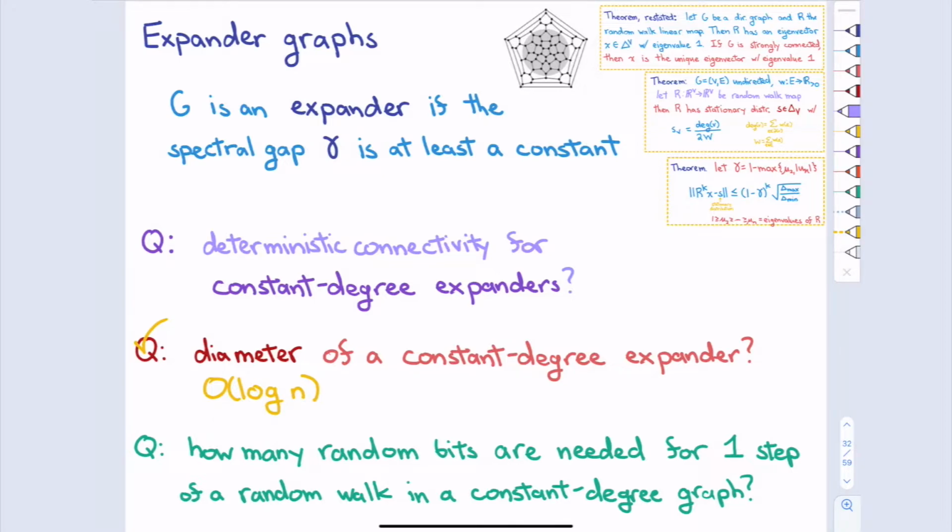The diameter of the graph is log n. So I can get from point A to point B in log n steps. And each step really only has a constant number of choices and can be encoded in a constant number of bits. Those are the main two hints.